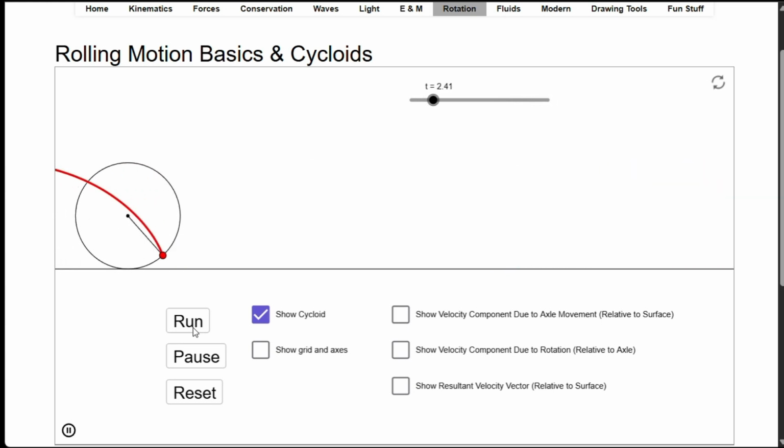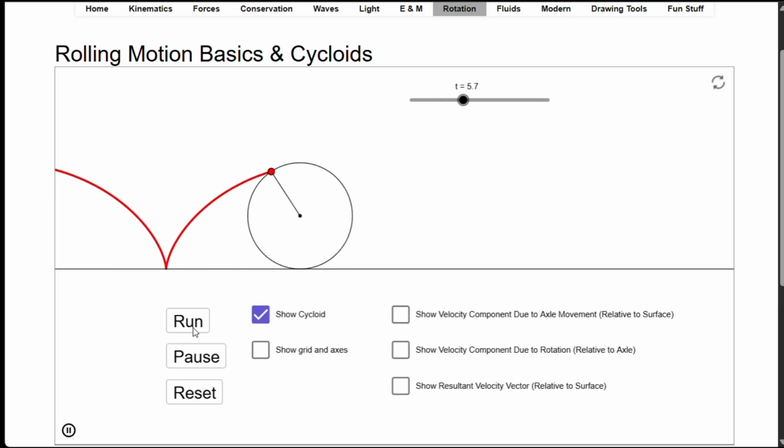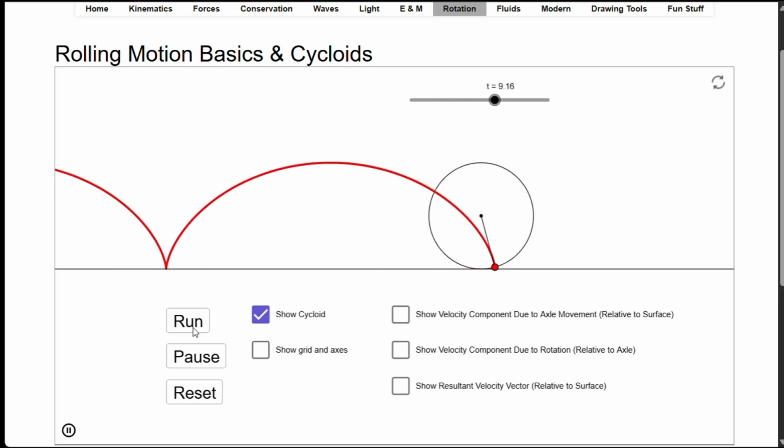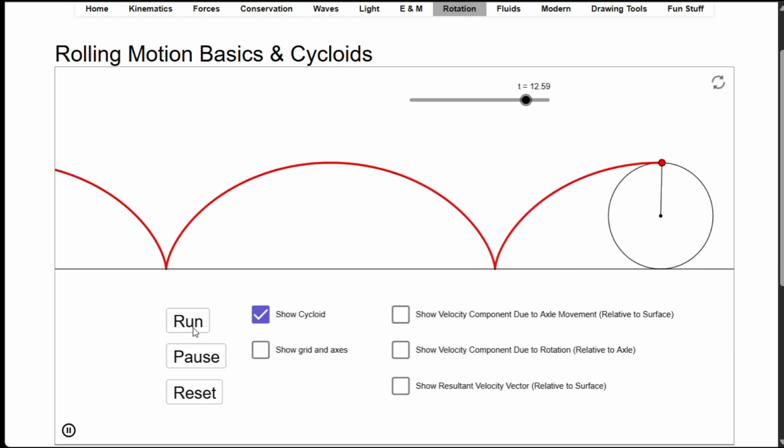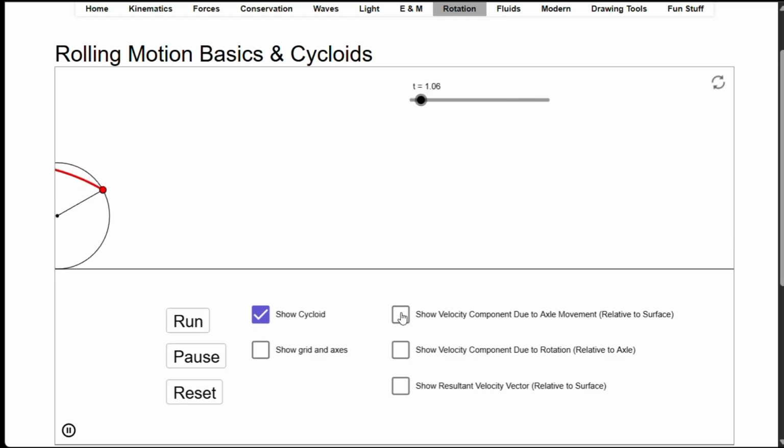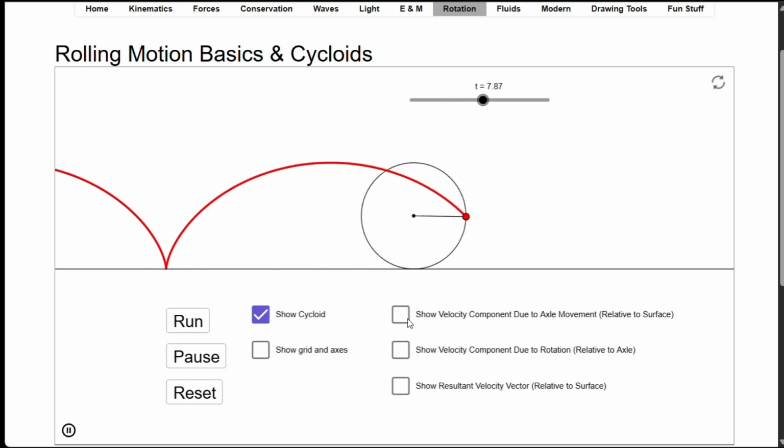This is the rolling motion, as we can see. We are observing right now that the body is moving in translational motion and also performing rotational motion, both simultaneously.